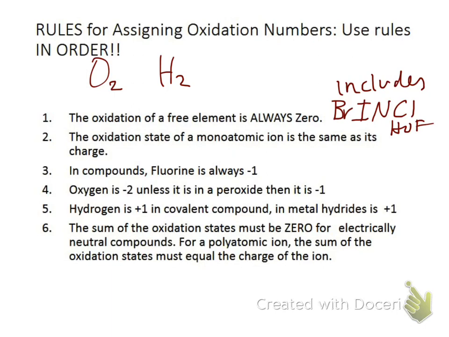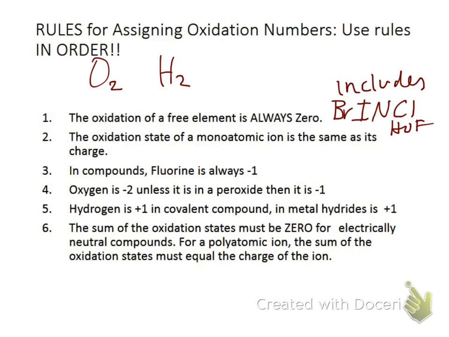The oxidation state of a monoatomic ion, meaning an ion that's by itself, is the same as its charge. So your group 1 metals will still be +1. Your group 2 metals will still be +2. If it's in a compound, fluorine is always a -1. Always. So we always give fluorine its -1. If it's oxygen, it's a -2, unless it's a peroxide, and then it's a -1.